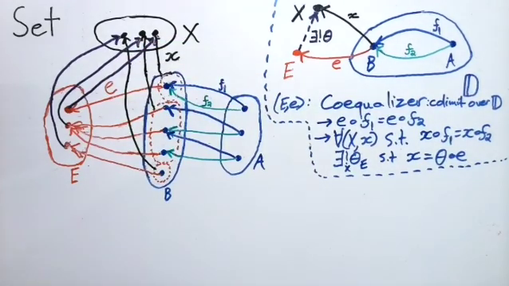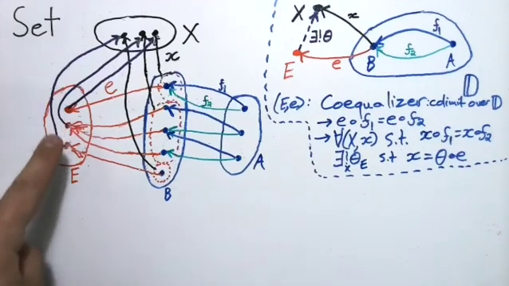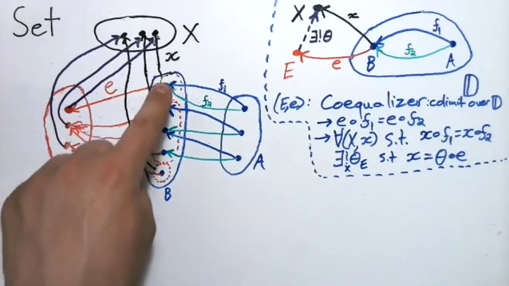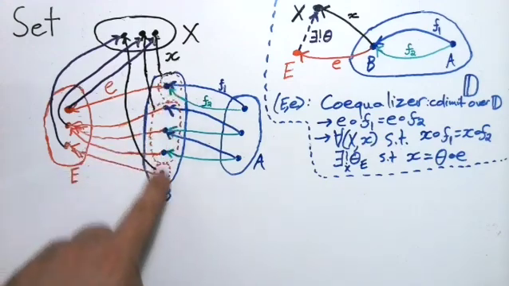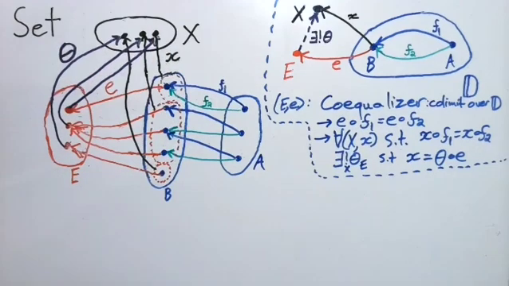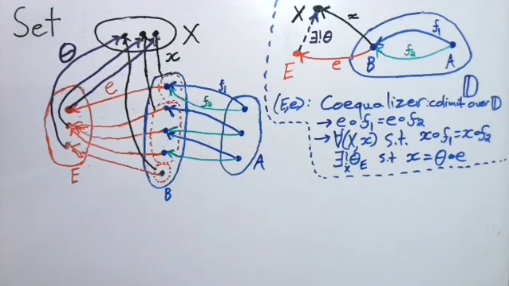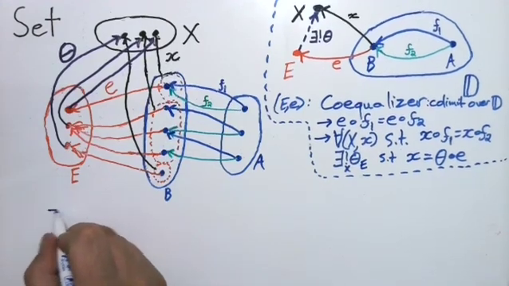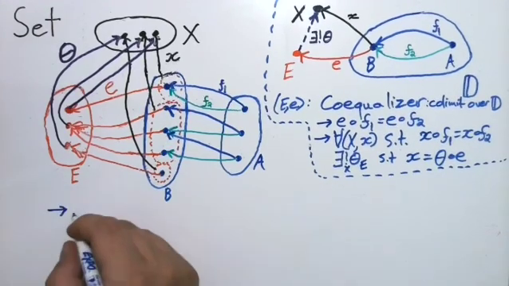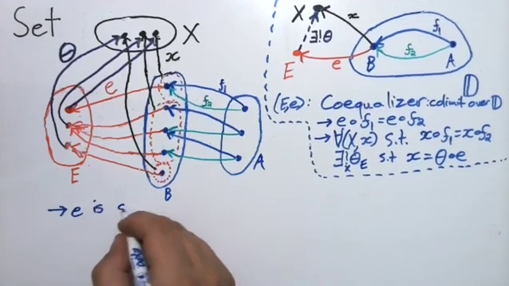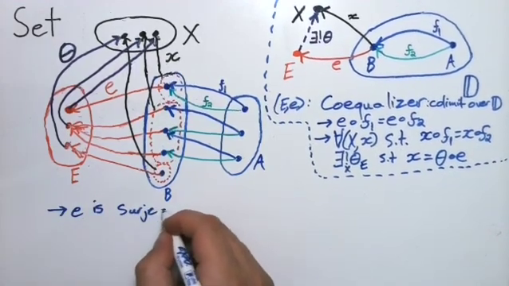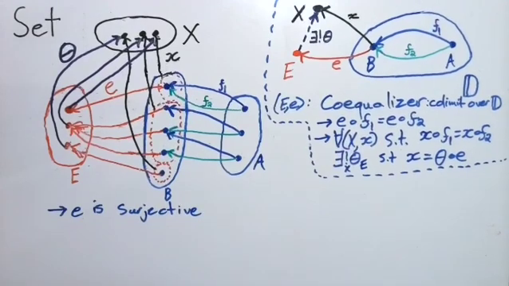And not only that, but this is going to be unique, right? There's only one way to assign all these elements such that it lines up with the way they're all mapped by X. So what we see is that in order to satisfy this second condition, the co-universality condition, we need two things to be true. First of all, we need to have that E is surjective. If it's not surjective, it's not going to be a coequalizer morphism.